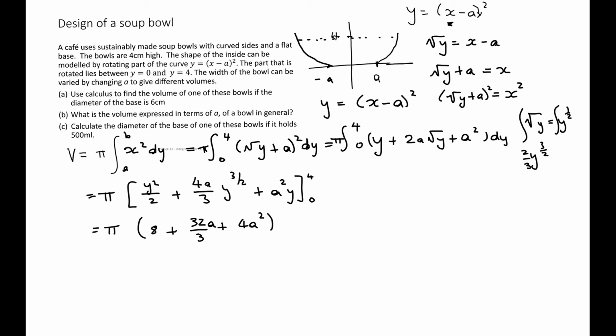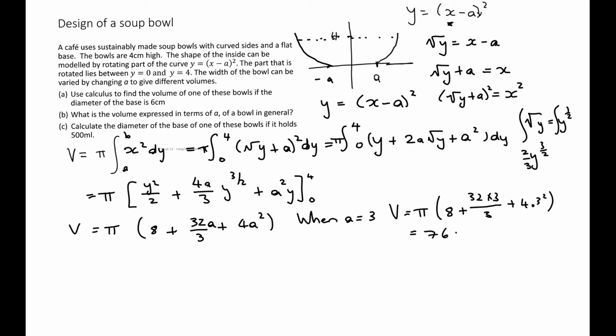So now let's go back and use that to find the answer to part A. Part A says use calculus to find the volume of one of these bowls. Well, we found that V is equal to pi times 8 plus 32a over 3 plus 4a squared. We need to find that if the diameter is 6 centimetres. So the radius is going to come out to 3 on either side, so A must be 3. So we find V when A equals 3. V is equal to pi times 8 plus 32 times 3 over 3 plus 4 times 3 squared, which is equal to 76.